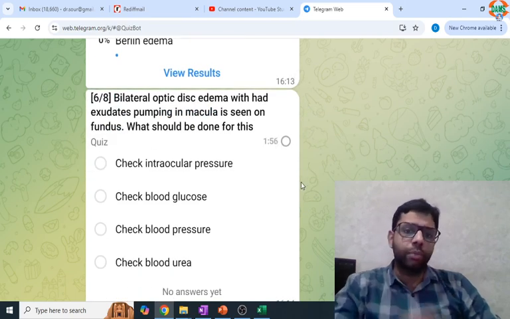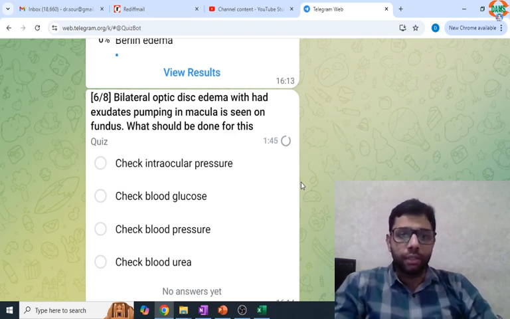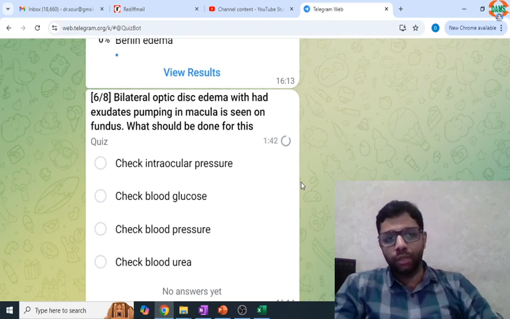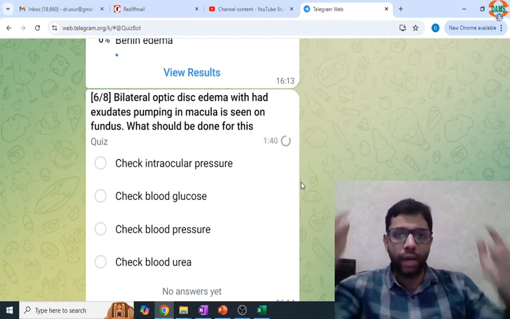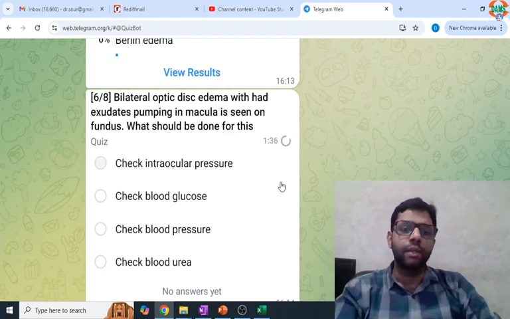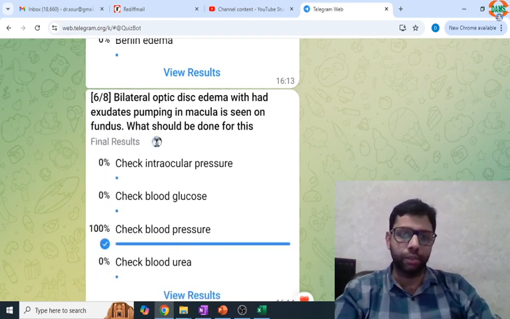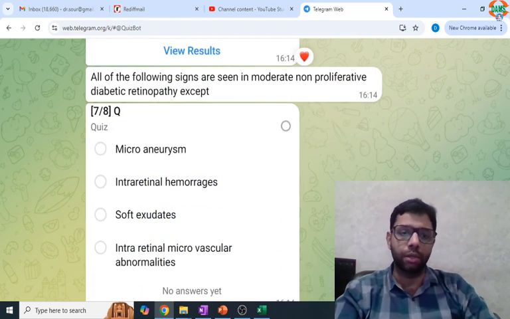Now, bilateral optic disc edema with exudates pouring in the macula seen in the fundus. It is a macular star appearance in the fourth stage of hypertensive retinopathy, that is malignant hypertension, an acute BP crisis, where the hard exudates pour in the macular star appearance due to the outer plexiform layer, like a macular star in both eyes. Due to high CSF pressure, there is bilateral disc edema and pouring of the hard exudates. So you have to check the blood pressure first because it can be hypertensive retinopathy. And the only thing you can do is control the blood pressure.